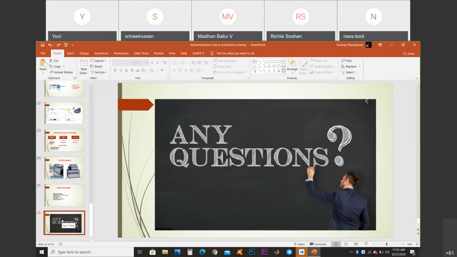Yes, Madan, tell me. So we know that nowadays automation is replacing manpower. So as an instrumentation engineer, what are the primary areas to be focused upon, sir?